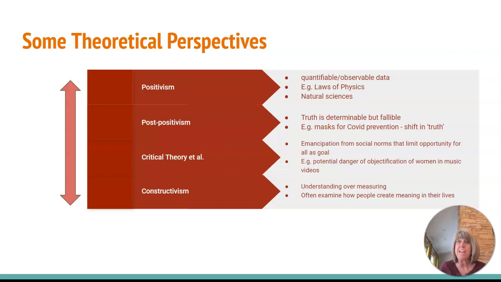There's actually something called radical constructivism, that maybe nothing actually does exist in the world, kind of Matrix-like. But we won't go into that. You can look it up if you like. But in between, there's post-positivism, which is a situation where they say, well, you can think you know something about the world, but that can shift as you find out new things.